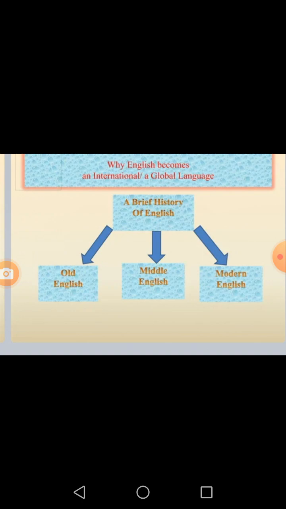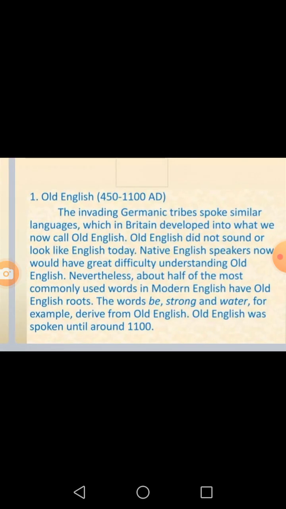First, a brief history of the English language: Old English, Middle English, and Modern English. I'm just giving you very brief introductions. From 450 to 1100 AD, the invading Germanic tribes spoke similar languages, which in Britain developed into what we now call Old English. Old English didn't sound or look like English today. Native English speakers now would have great difficulty understanding Old English. Nevertheless, about half of the most commonly used words in modern English have Old English roots. The words be, strong, and water, for example, derived from Old English. Old English was spoken until around 1100.